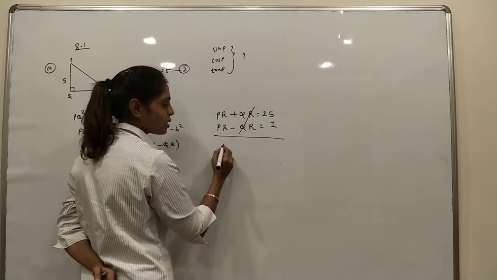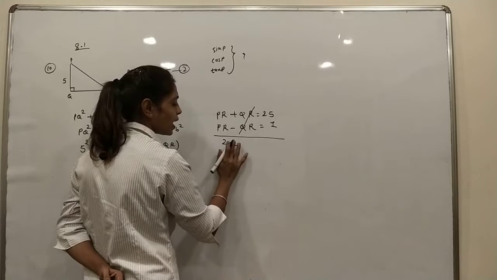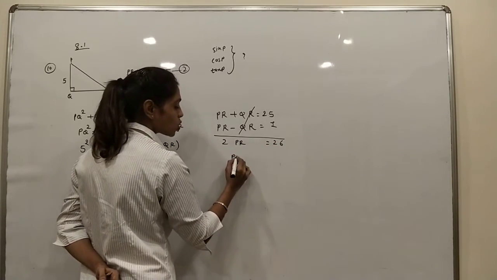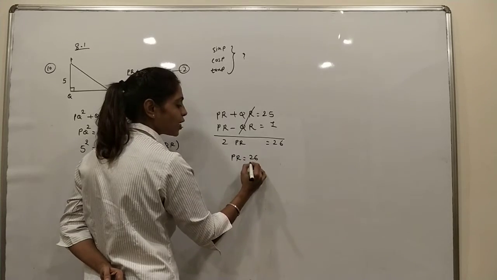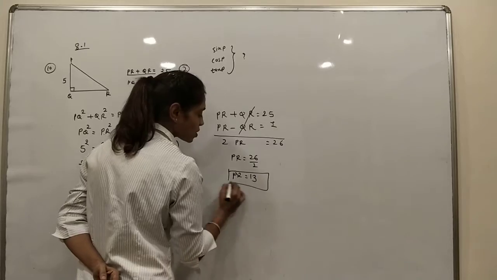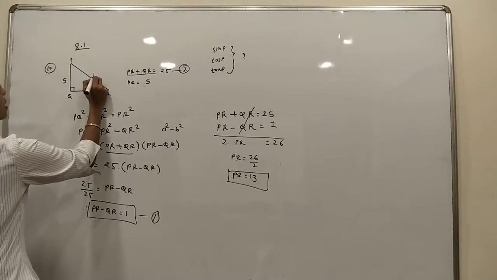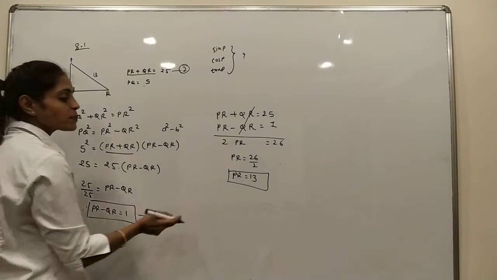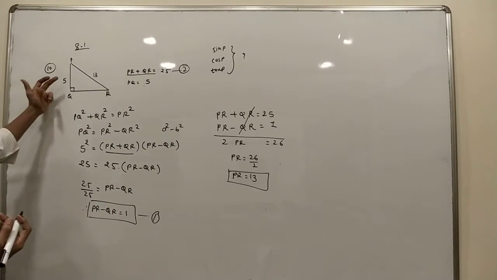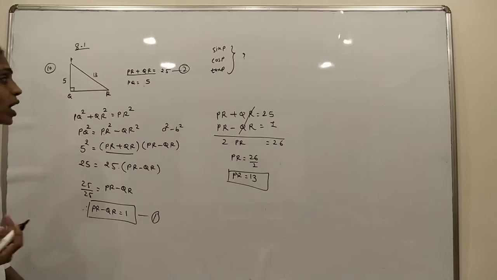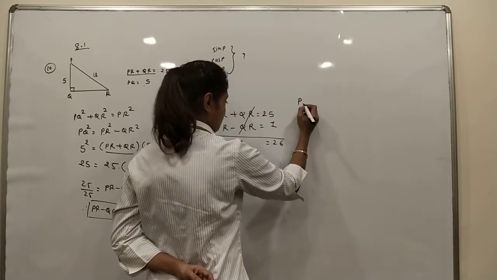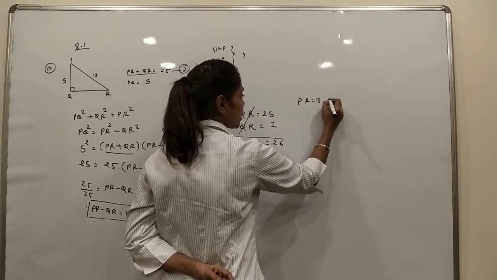QR cancels. 2PR is 26. So PR is 26 by 2, so PR is 13. Now substitute the value PR 13 in any equation, or I know the triplet 5, 12, 13. Okay, if you don't know, then substitute. Substitute PR is equal to 13.